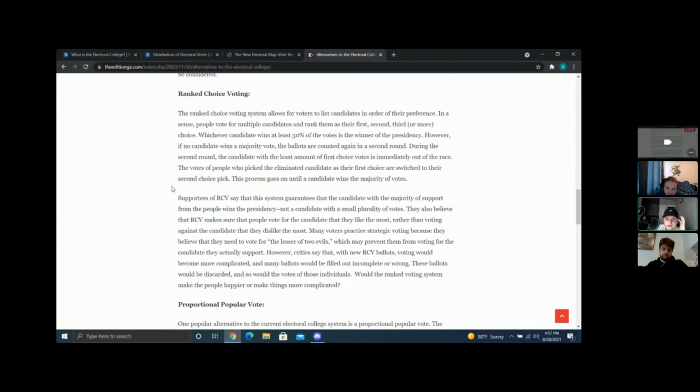Supporters of RCV say that this system guarantees that the candidate with the majority of support from the people wins the presidency, not a candidate with a small plurality of votes. They also believe that RCV makes sure that people vote for the candidate that they like the most, rather than voting against the candidate that they dislike the most. Many voters practice strategic voting because they believe that they need to vote for the lesser of two evils, which may prevent them from voting for the candidate they actually support. However, critics say that with new RCV ballots, voting would become more complicated, and many ballots would be filled out incomplete or wrong. These ballots would be discarded, and so would the votes of those individuals. Would the ranked voting system make the people happier or make things more complicated?